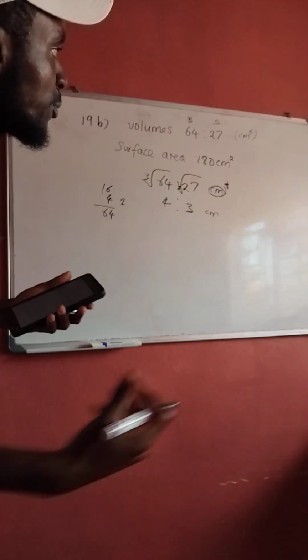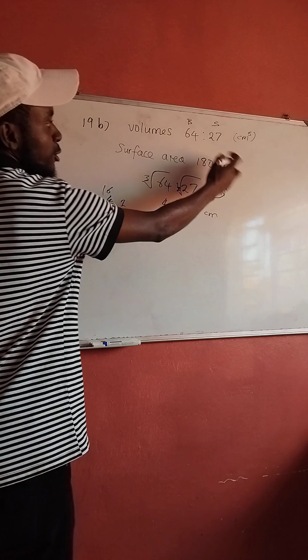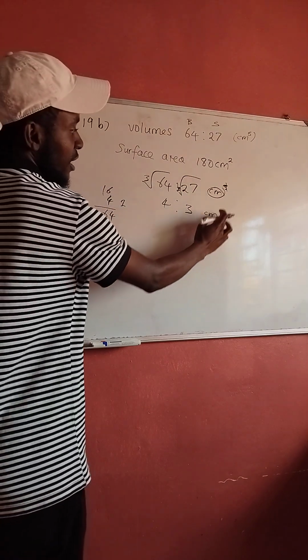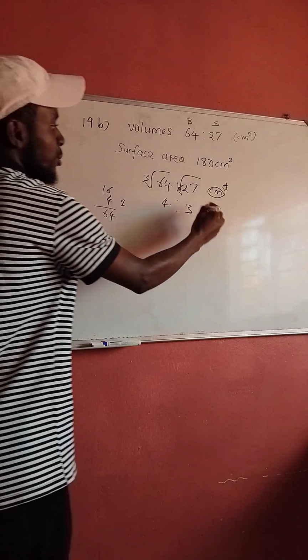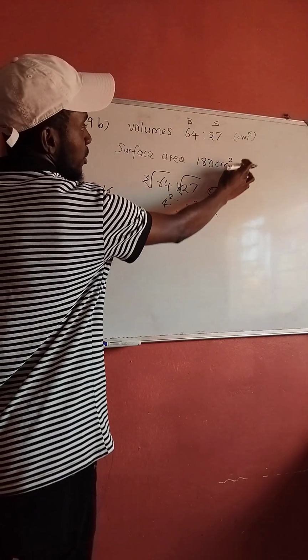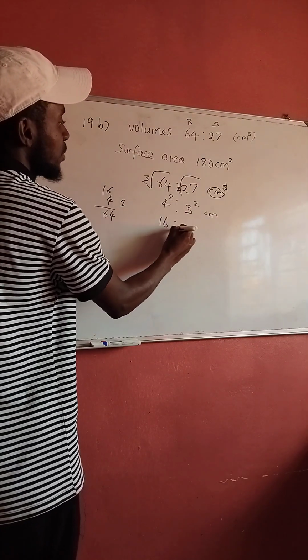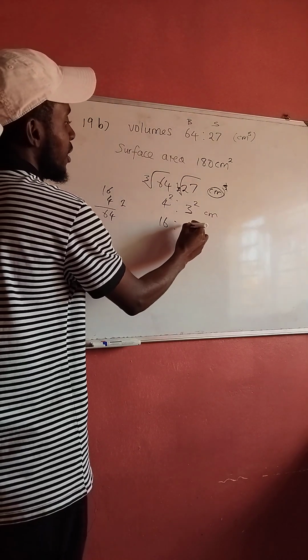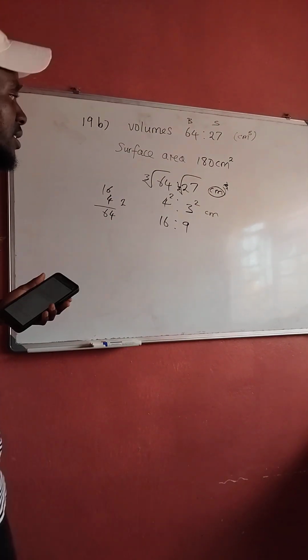But then we want to find the ratio of their surface areas. Area is square centimeters, so now here there's power 1. We need to take it back to surface area, so we do power 2 on both, since area has centimeters squared, power 2. So 4 squared we have 16, 3 squared we have 9. 3 times 3 is 9, 4 times 4 is 16.